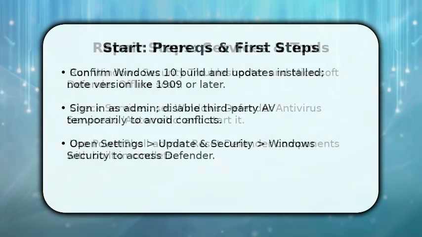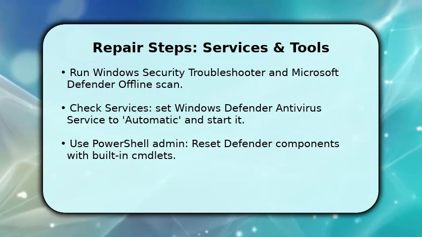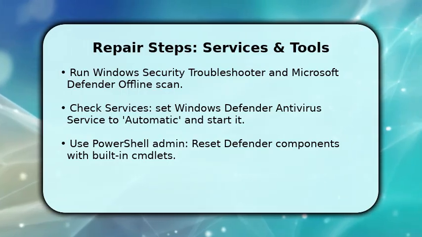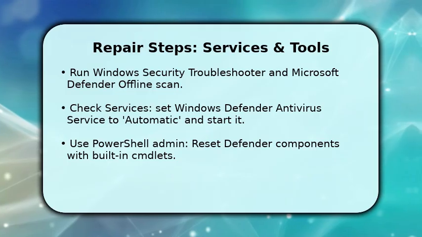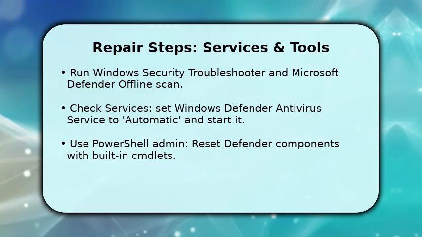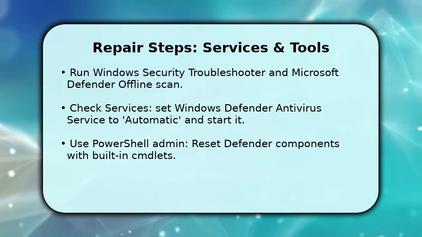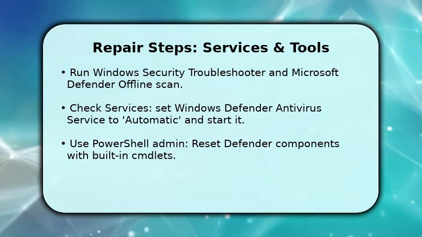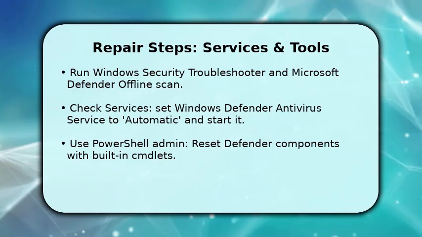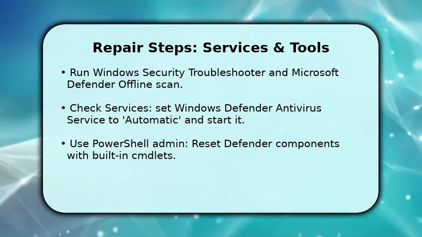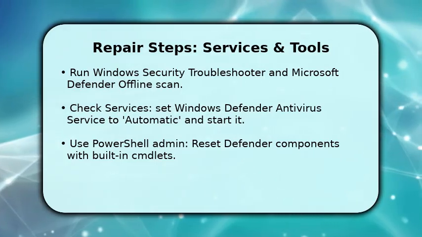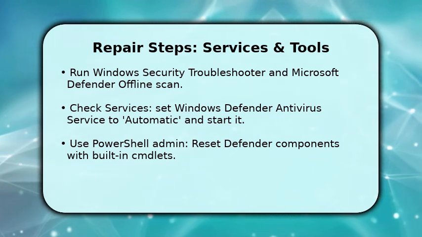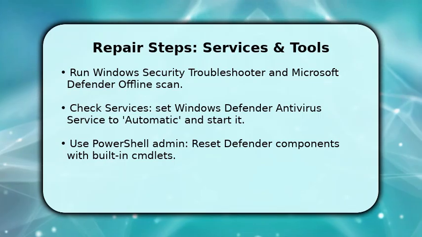First, run the Windows Security Troubleshooter, and then perform a Microsoft Defender offline scan to remove deep threats. Next, open Services.msc. Set Windows Defender Antivirus Service and Defender Firewall to automatic and start them if stopped, because stopped services prevent protection. Finally, open PowerShell as admin and run the reset commands to re-register Defender components. This restores core files and policies. These steps repair service-level and component-level problems.